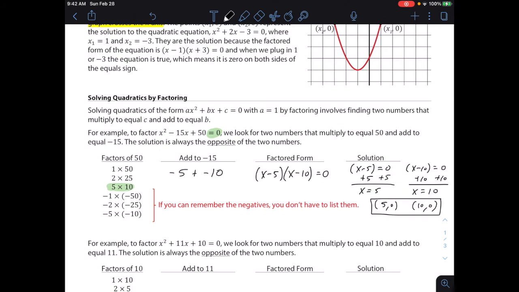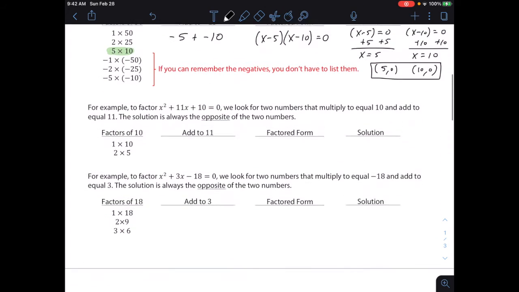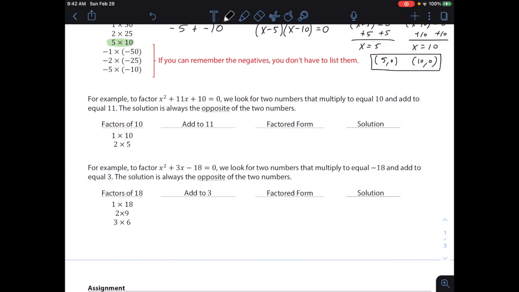Okay, so let's look at another one here. So in this case, we have x squared plus 11x plus 10 equals 0. The factors are listed there for 10. We look at the ones that add to 11. Well, in this case, it's just 1 and 10, because 1 plus 10 is equal to 11. So the factored form is x plus 1 and x plus 10 equals 0.